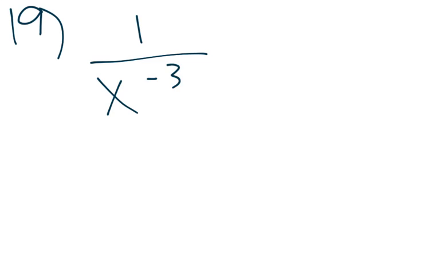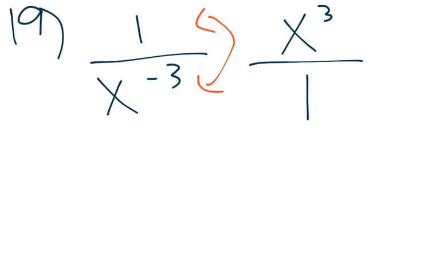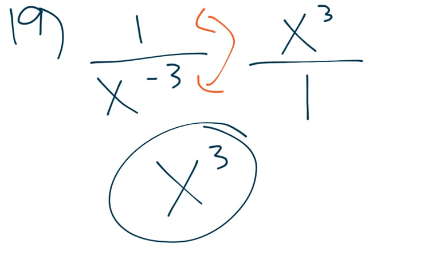So number 19 is 1 over x to the negative 3rd power. So in this situation, the negative 3 is on the bottom, but we still want to do the same thing. We're still going to flip it. So we are going to have x to the positive 3rd over 1. And anything that is being divided by 1 is just itself. So our answer is just x to the 3rd. And this is number 19.